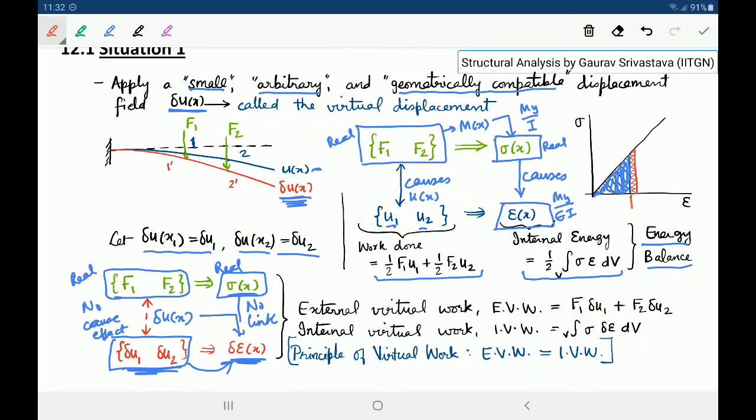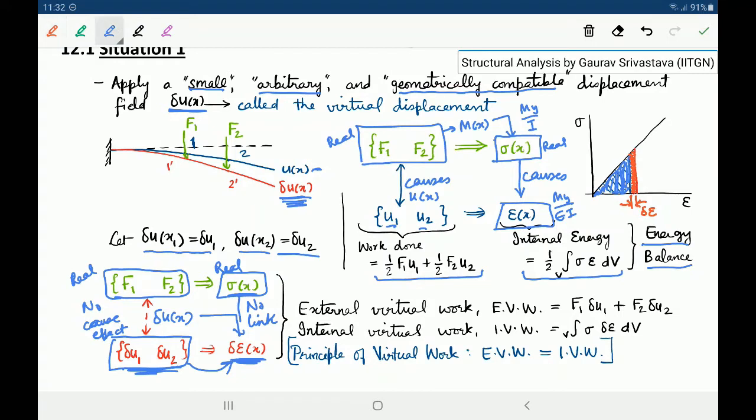We have applied an additional virtual strain on top of it, right? So the internal work done is the stress value times the virtual strain only. So that is a rectangular type of area, and since this is arbitrarily small, we are able to do this approximation.